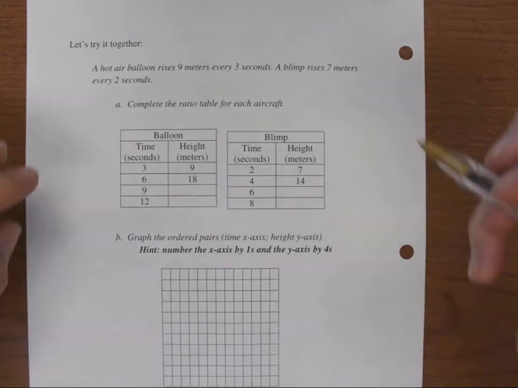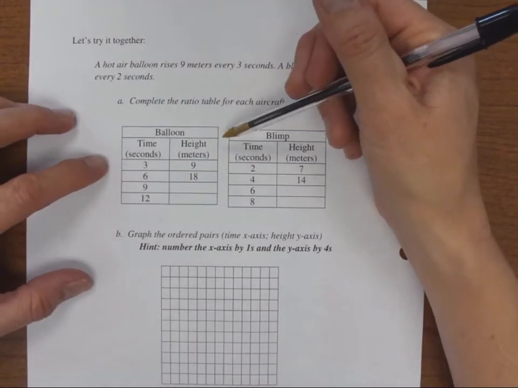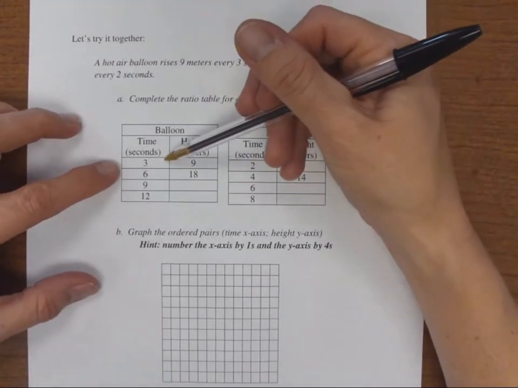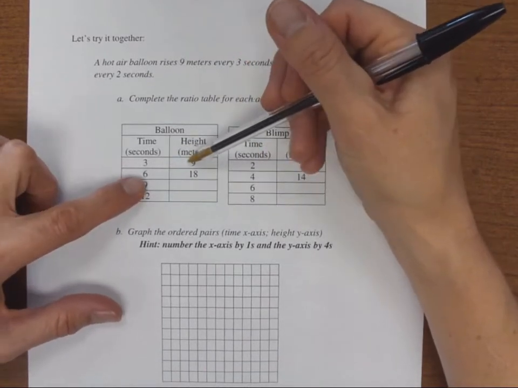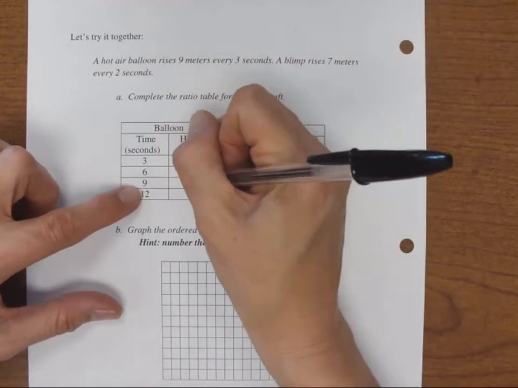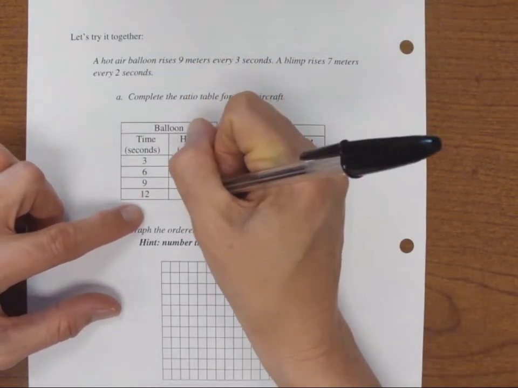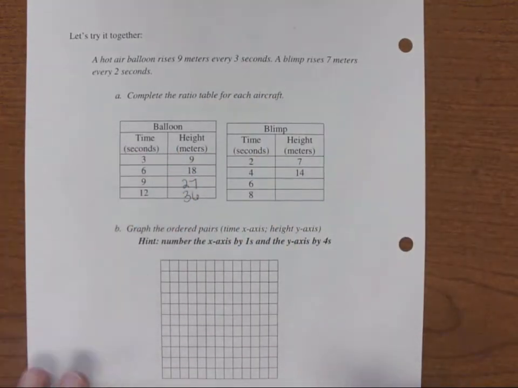So, here for the balloon, we are going from 3 to 9. So what happened to get from 3 to 9? We multiplied by 3. So we go 6 times 3 is 18. 9 times 3 is 27. 12 times 3 is 36. We finished the ratio table.